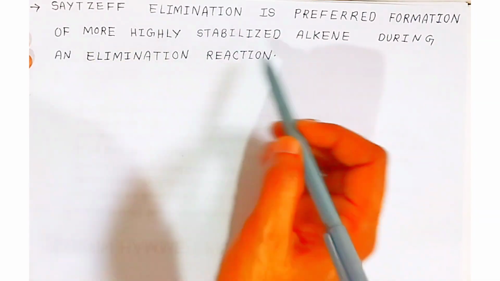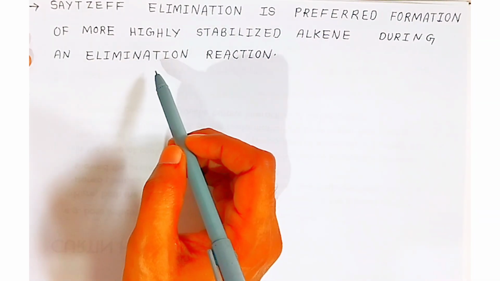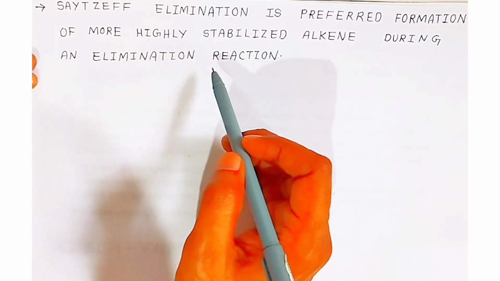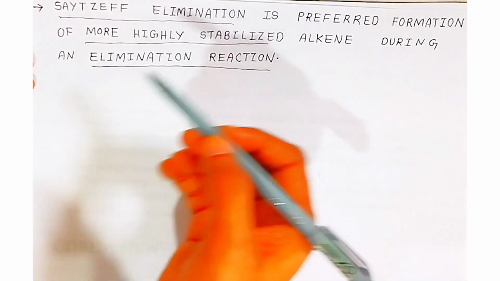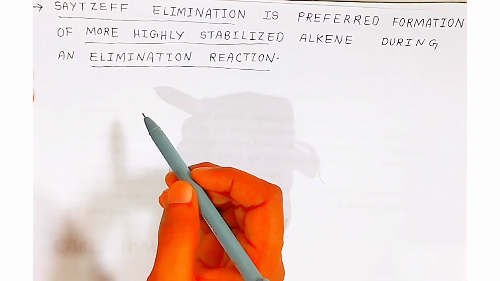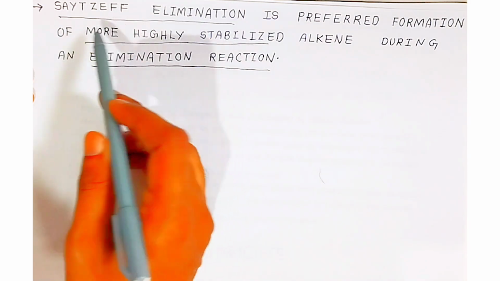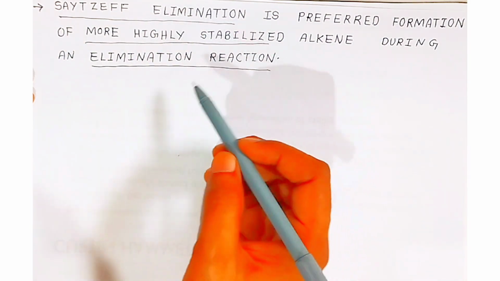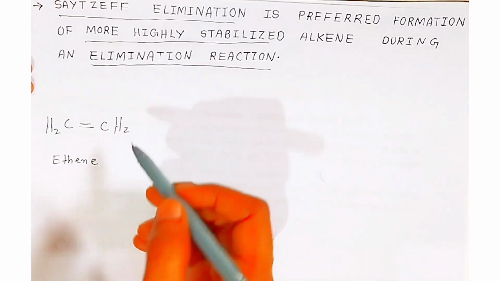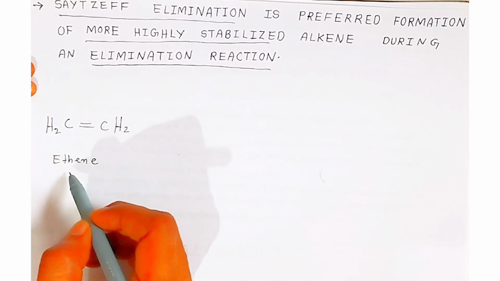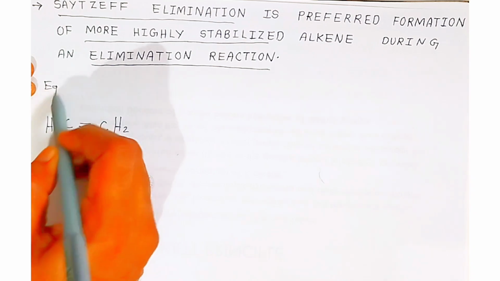Saytzeff elimination is the preferred formation of the more highly stabilized alkene during the elimination reaction. So, students, whatever product is formed, which product will be the more highly stabilized alkene, that was explained by the scientist Saytzeff. That is why it is called Saytzeff elimination. Say for example, students, this is the product after the elimination reaction, you are getting an alkene. Here, the example I have taken is ethene.